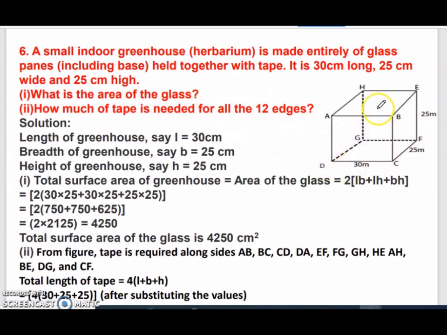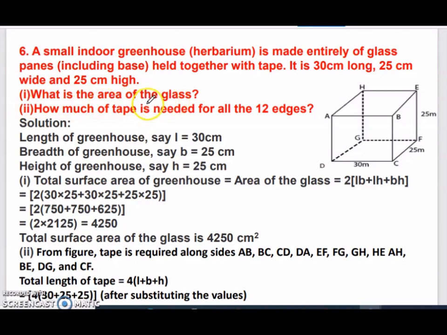A small indoor greenhouse herbarium is made entirely of glass panes, including the base. So all the faces, all the surfaces of this cuboid, they are all made of glass, including the base. And the dimensions are given as length is 30 centimeter, 25 centimeter is the breadth and 25 centimeter is the height. What is the area of the glass?